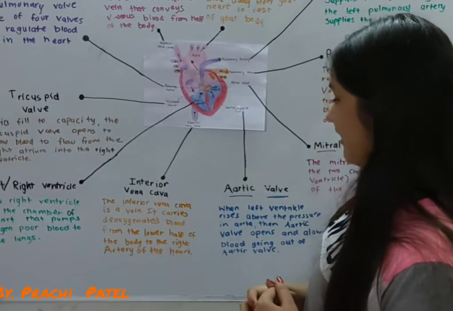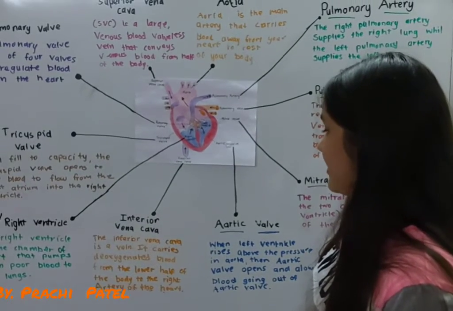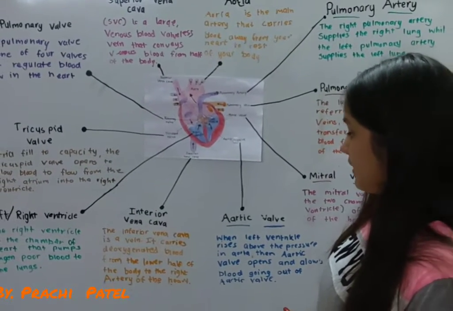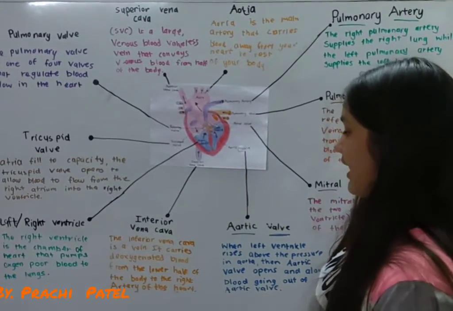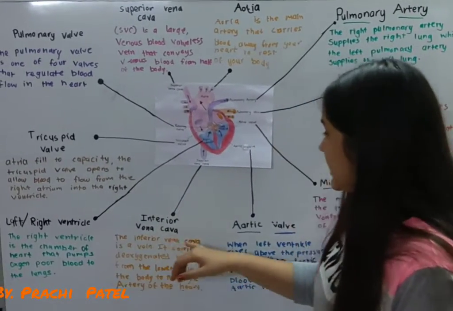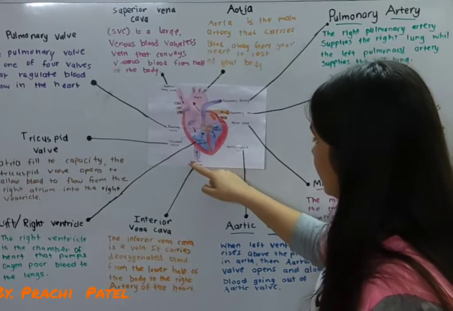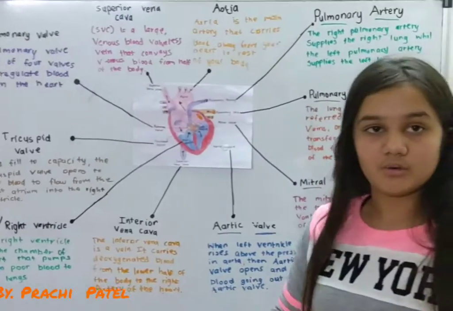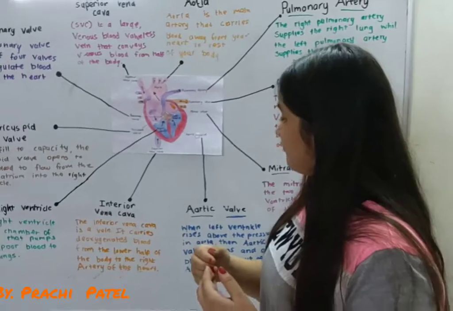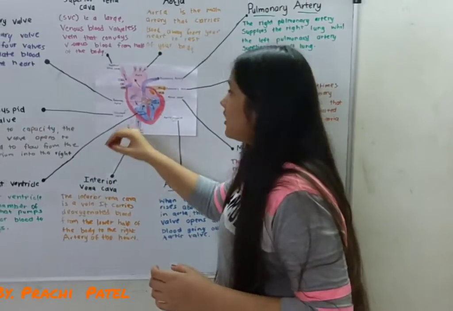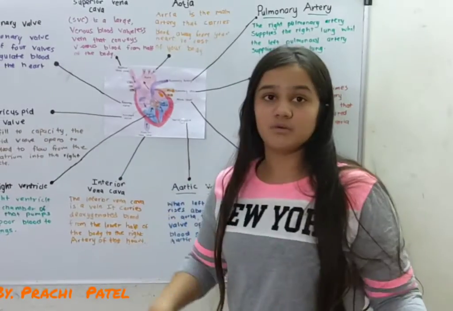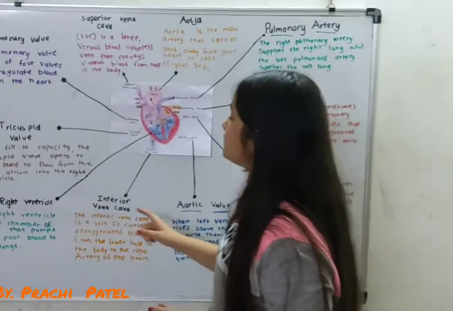Now, inferior vena cava. The inferior vena cava is a vein. It carries deoxygenated blood from the lower half of the body to the right atrium of the heart. You can see the inferior vena cava is right over here. When deoxygenated blood is taken out of our lower body, it is done by the inferior vena cava, but just the lower body, not the upper body.